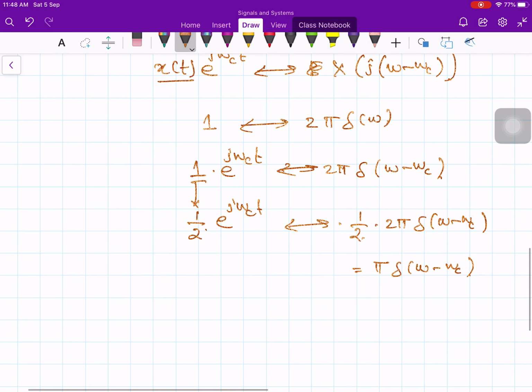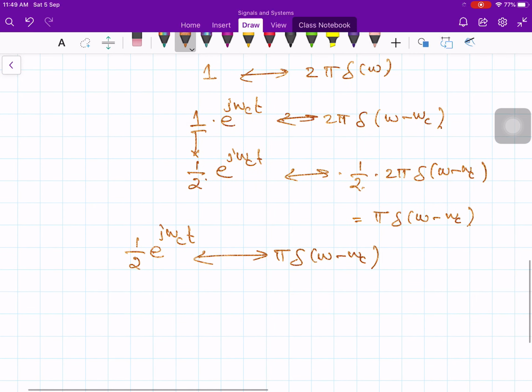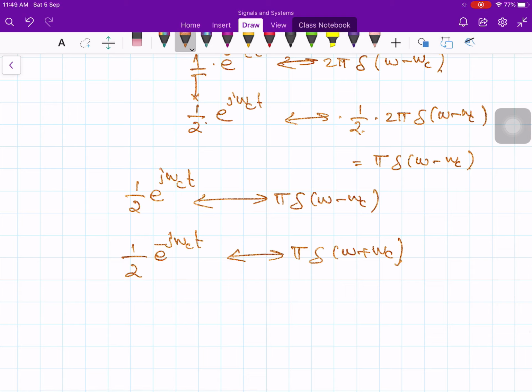Therefore the Fourier transform of 1 over 2 e to the j omega c t is pi times delta of omega minus omega c, and 1 over 2 e to the minus j omega c t has Fourier transform pi times delta of omega plus omega c. Hence x of t equal to cos omega c t, which we wrote as 1 by 2 e to the j omega c t plus 1 over 2 e to the minus j omega c t.